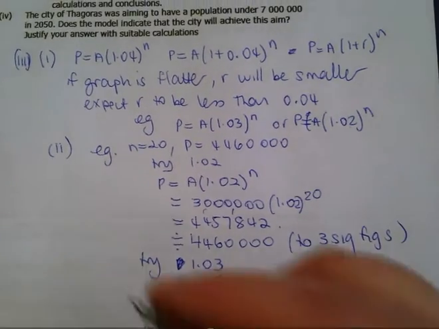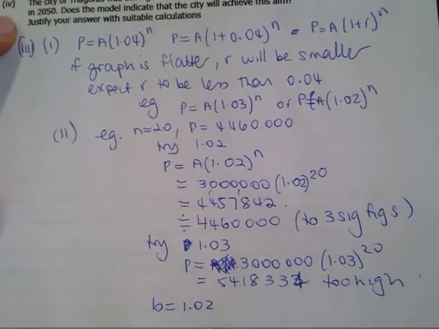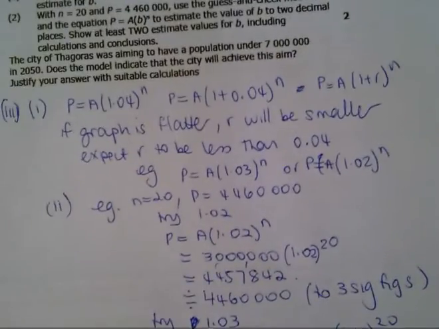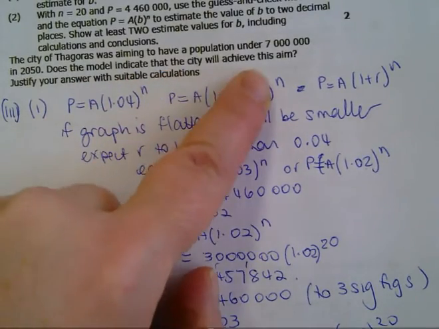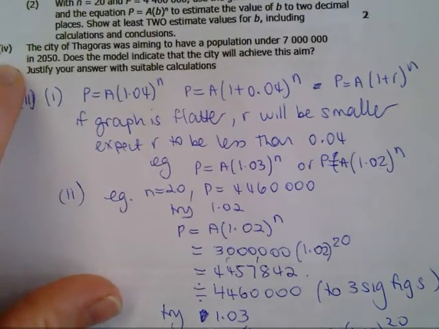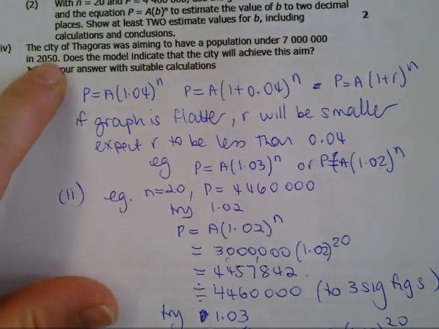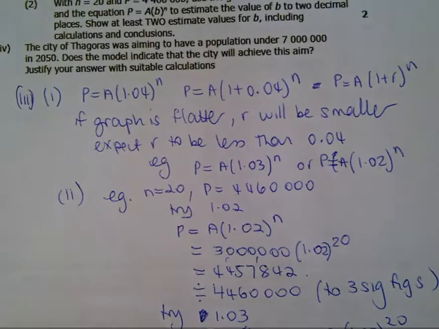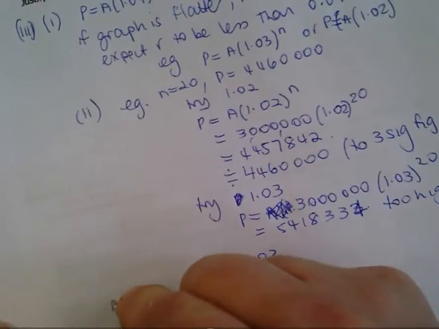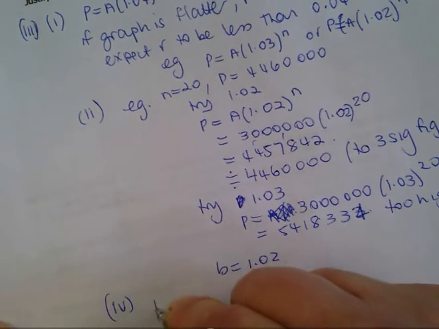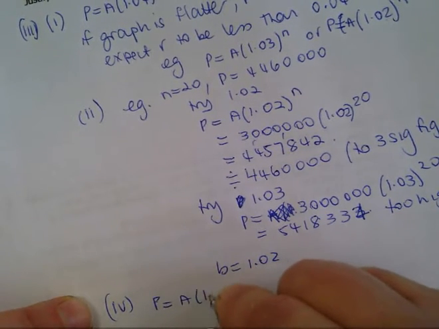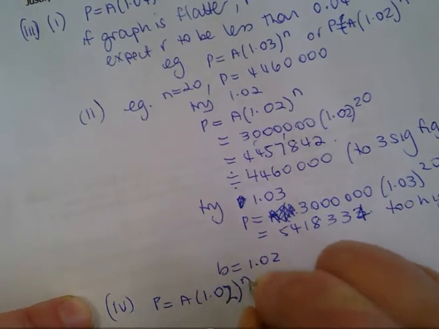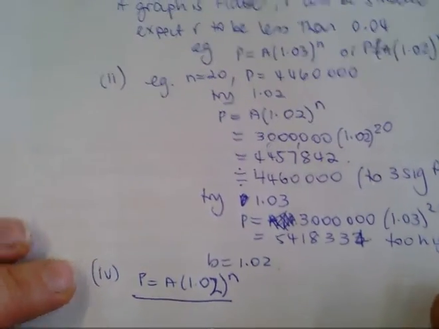Now, in the last part of the question, it says the city of Pythagoras was aiming to have a population under 7 million. In 2050, does the model indicate that the city will achieve this aim? Justify your answer with suitable calculations. So now that we know that B is 1.02, our new formula is P equals A times 1.02 to the power of n. We've worked that out from part 3.